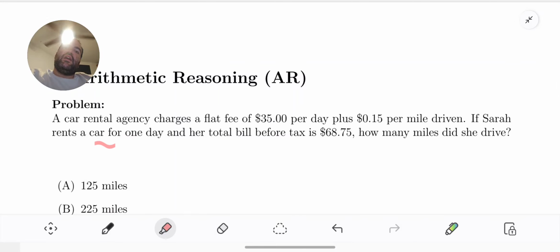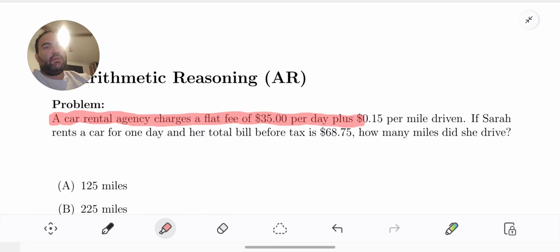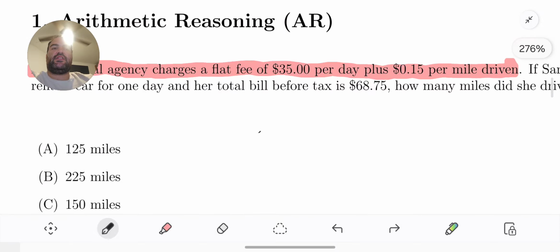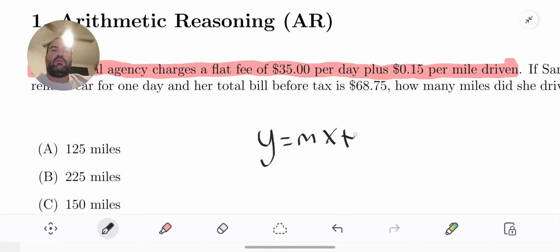Let's start. A car rental agency charges a flat fee of $35 per day plus 15 cents per mile. Okay. Just from that alone, there should be something going on in your head. If you ever see that word flat fee, that's like the beginning, the initial, right? There's a lot of words for that, but it means if you're talking about y equals mx plus b, which we probably are, it is always the b value.